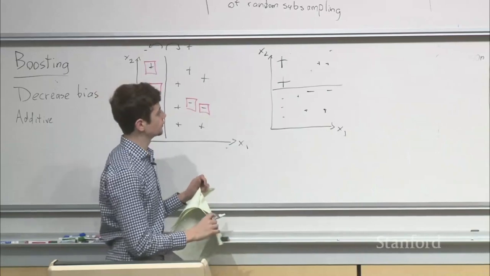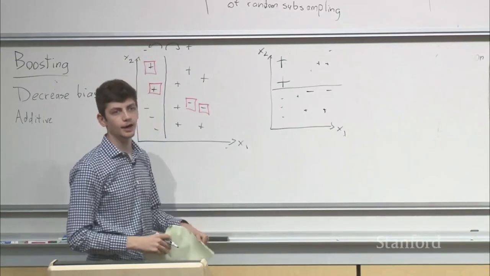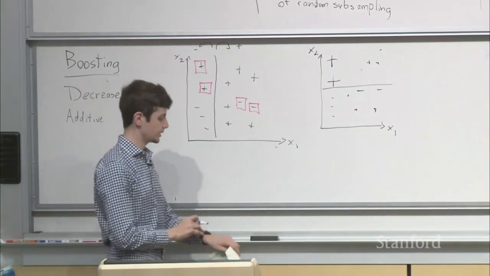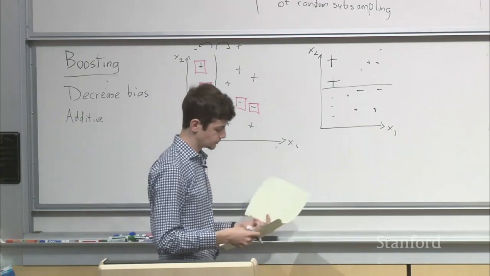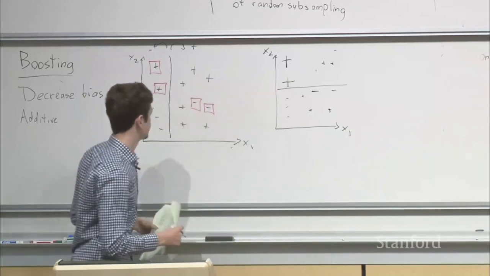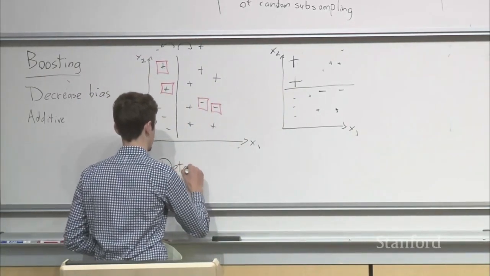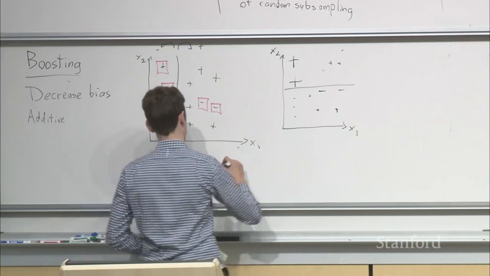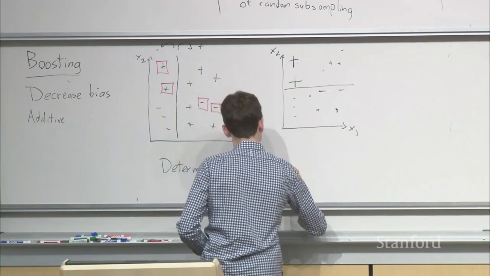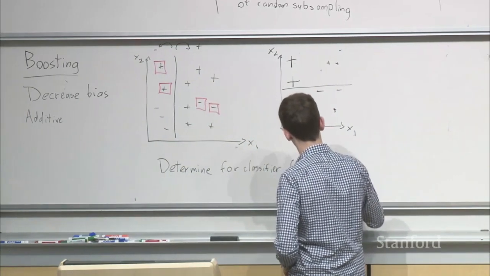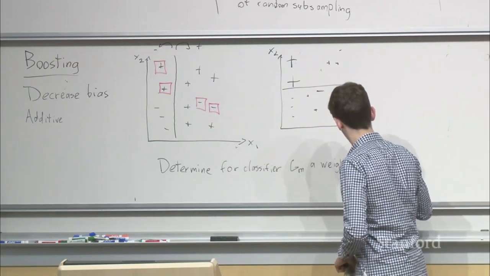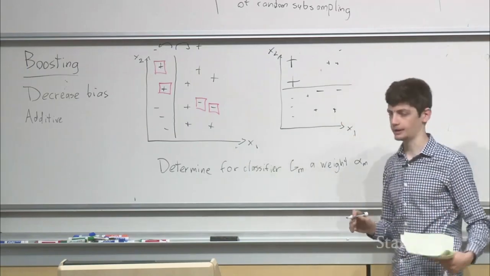And this is also basically recursive in that at each step you're going to be reweighting each of the examples based on how many of your previous classifiers have gotten it wrong or right in the past. And so basically what you can do is weight each one of these classifiers. You can determine for classifier G_m a weight alpha_m, which is proportional to how many examples you got wrong or right.